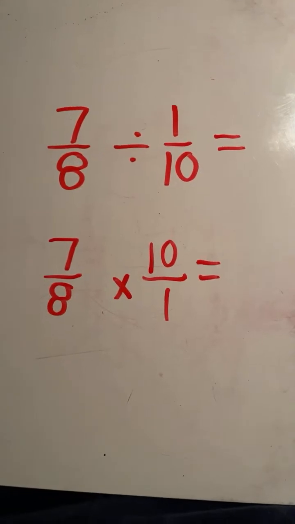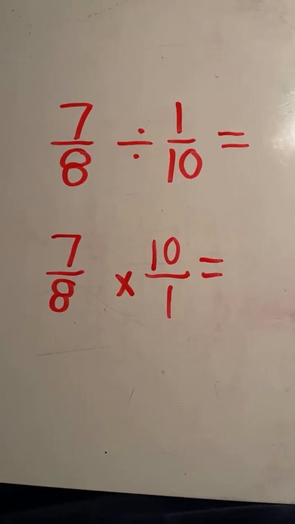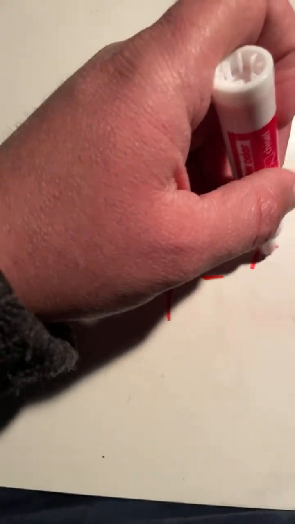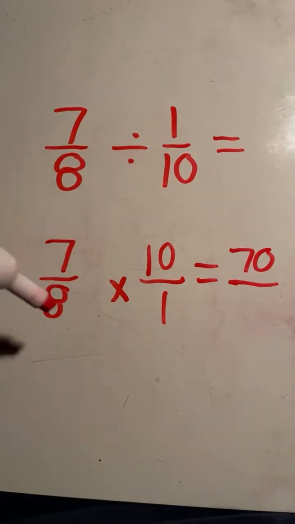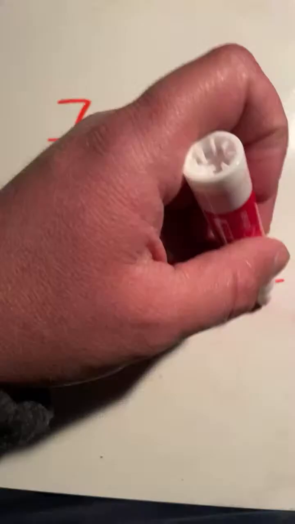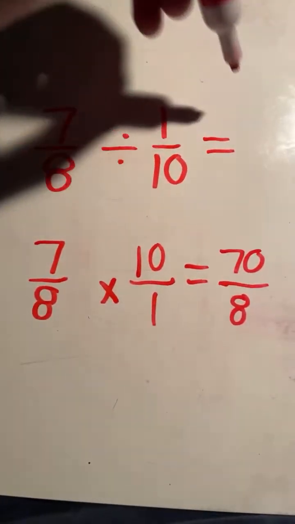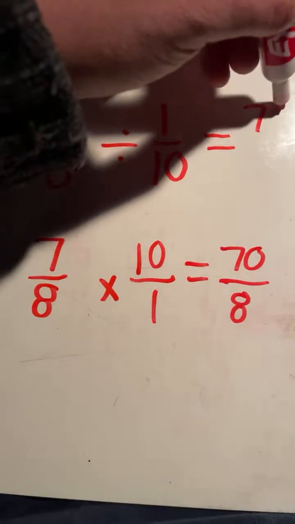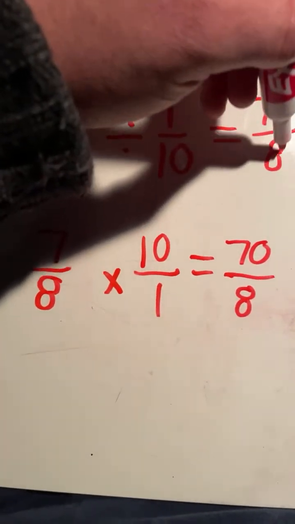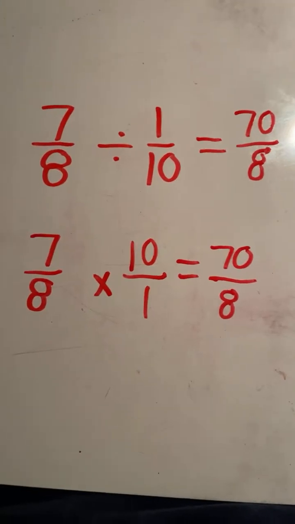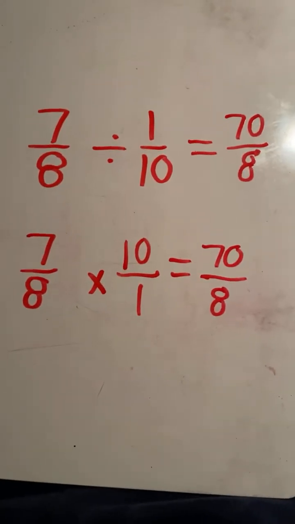From there, we multiply our numerators and we multiply our denominators. So we're going to multiply 7 times 10. 7 times 10 equals 70. 8 times 1 equals 8. And we have our final answer. 7/8 divided by 1/10 equals 70/8.